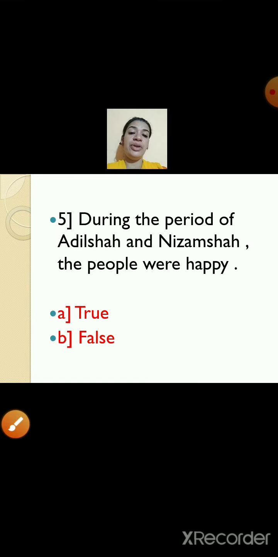Next, during the period of Adil Shah and Nizam Shah, the people were happy. True or false? The statement is false.